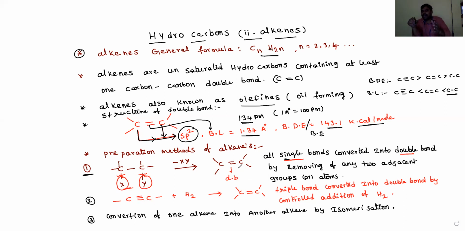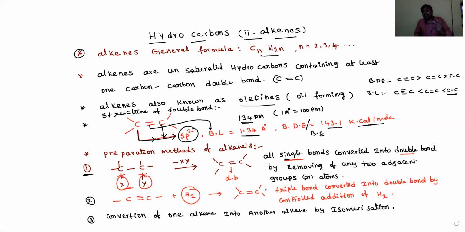So alkenes are formed from organic compounds containing all single bonds, converted into a double bond by removing adjacent groups. Adjacent means on carbons 1 and 2; any two adjacent groups or atoms we need to remove. Another important way is from alkynes. Alkynes are converted into alkenes by the addition of H2.